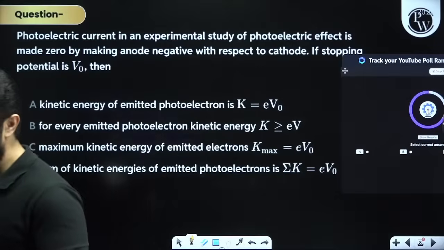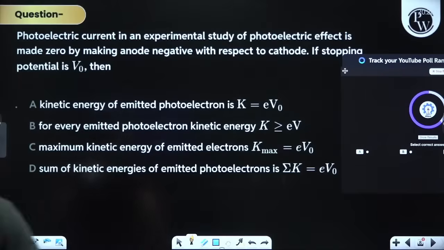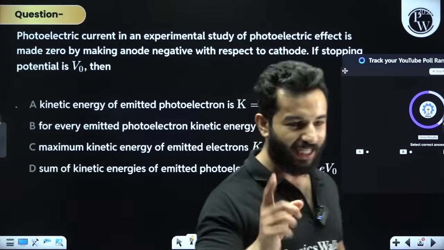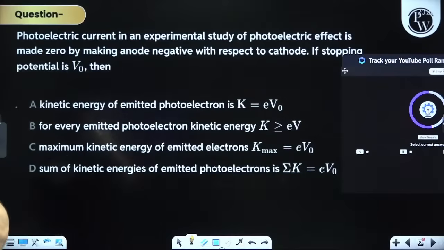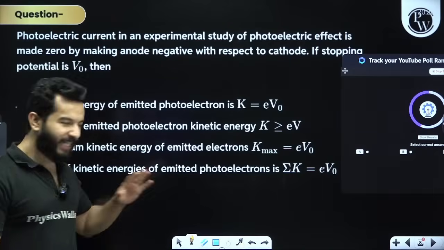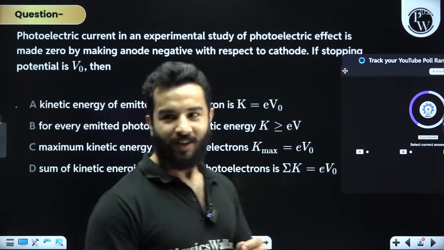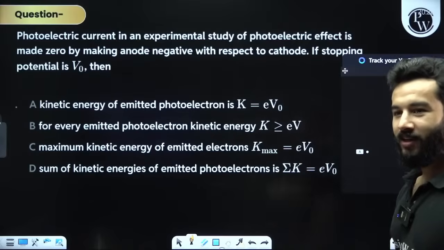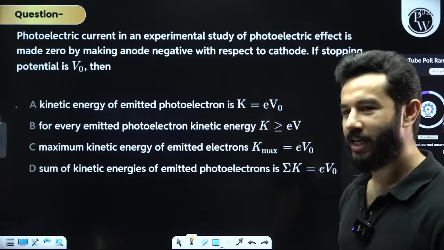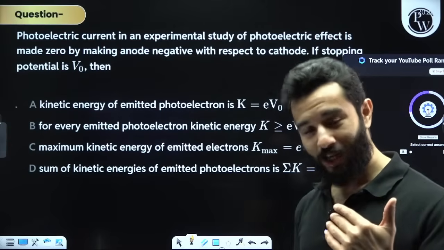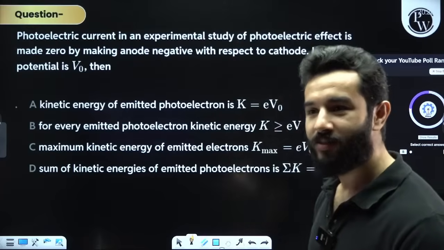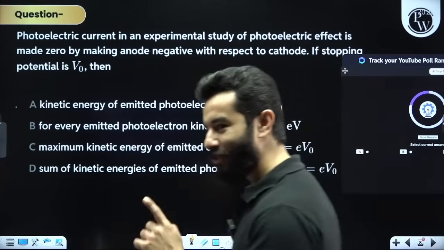This will actually help you to revise your entire chapter. We are going to revise the entire chapter through these questions. Be quick. Are you sure? D is not correct. Somebody is also saying B. Hari Prasad, you are saying B. Varun, you are also saying B. That means every electron has kinetic energy more than eV0. That's not correct.